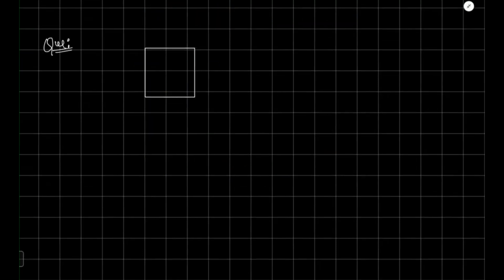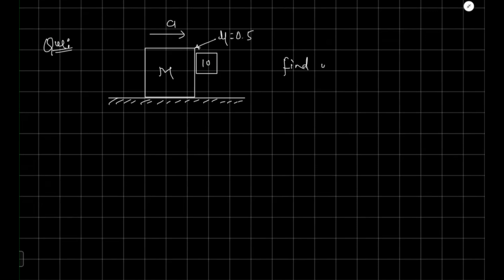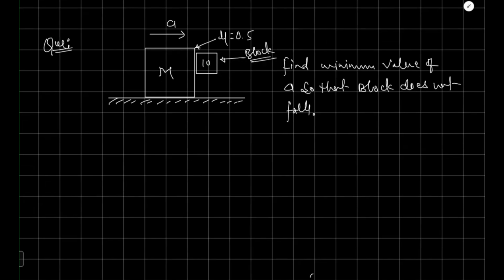So let's assume this is one block which is kept on a smooth surface, and there is another block kept here, and it has a mass of 10 kg. This block has a mass of capital M, and the coefficient of friction given to you is 0.5, and it has the acceleration a here. So what you have to do? Find the minimum value of A so that the block does not fall. So which block is not going to fall? This block.